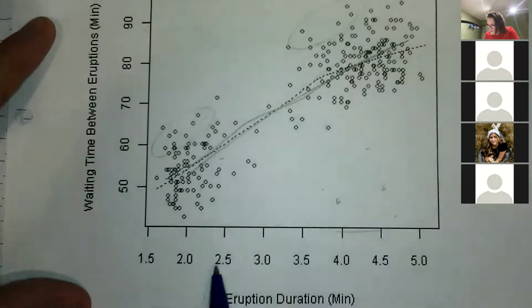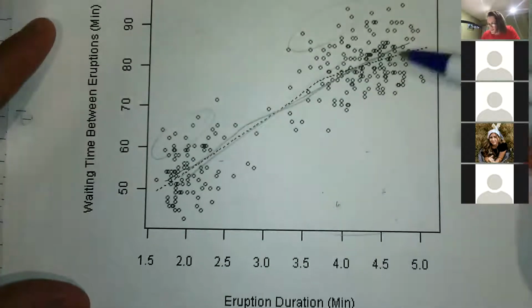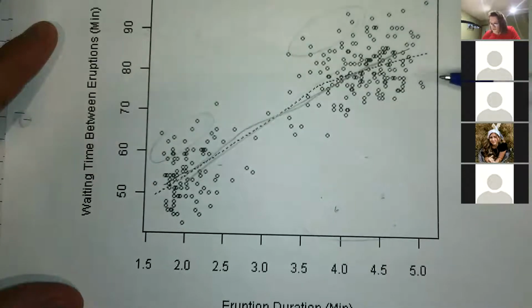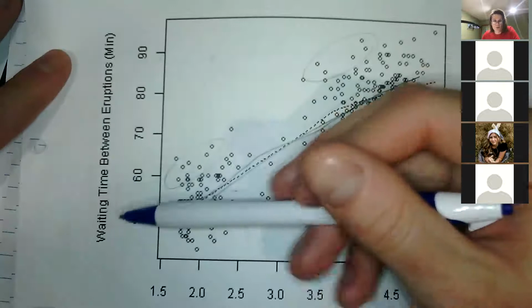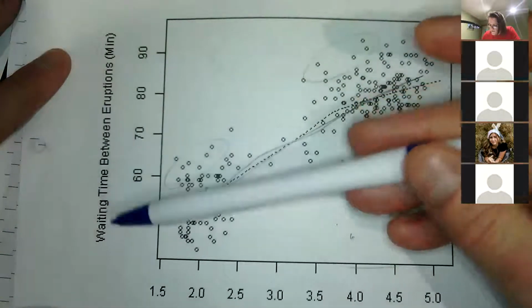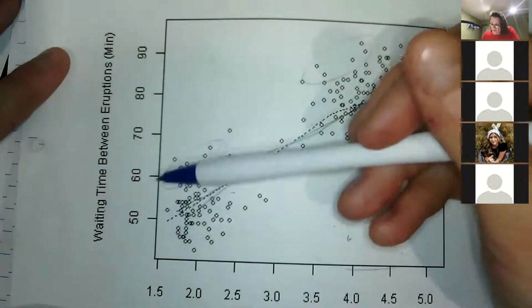Oh no, sorry, this is the eruption duration. This is how long the eruption is. I'm sorry about that. I'm not reading carefully. So it erupts for 3 minutes, it erupts for 4 minutes, and so on and so forth. And then this one over here is the waiting time. This is the difference between the eruptions. So this is how long between each eruption it is. So it's going to be 50 minutes, 60 minutes, and so on.